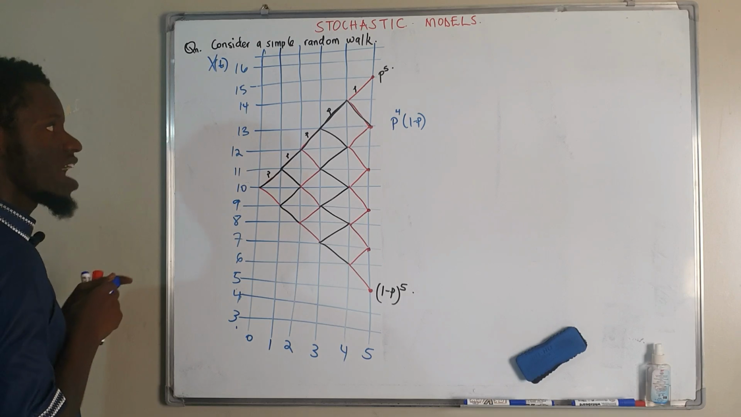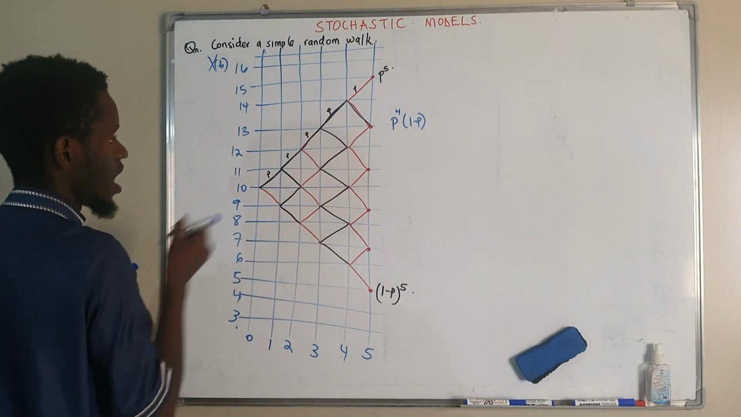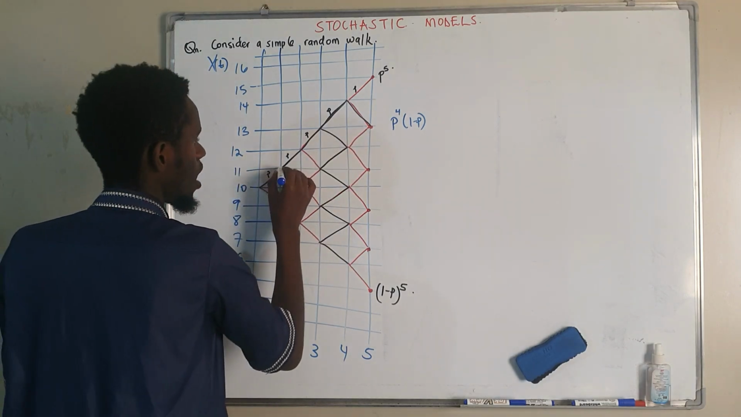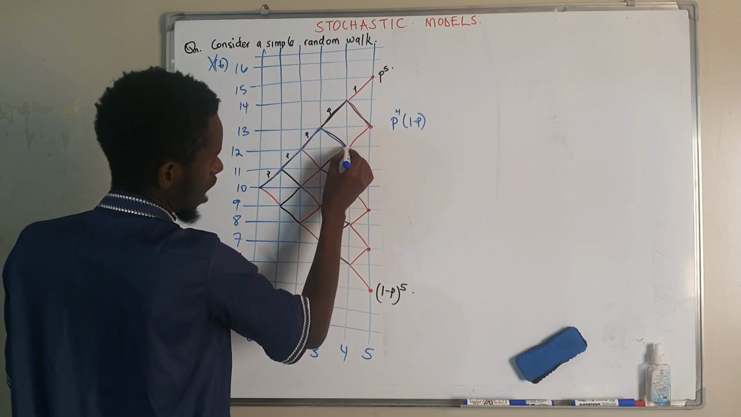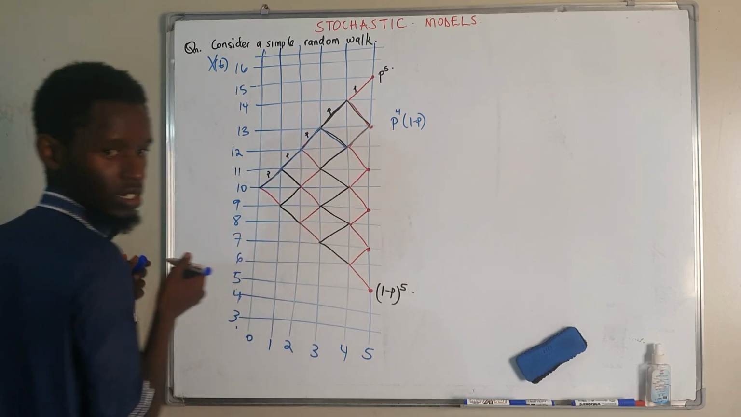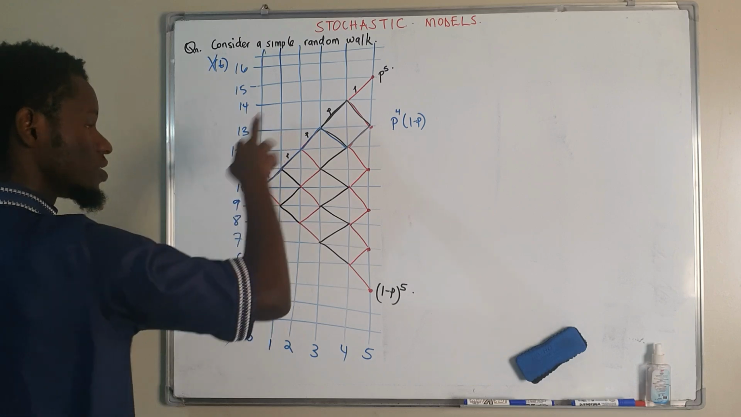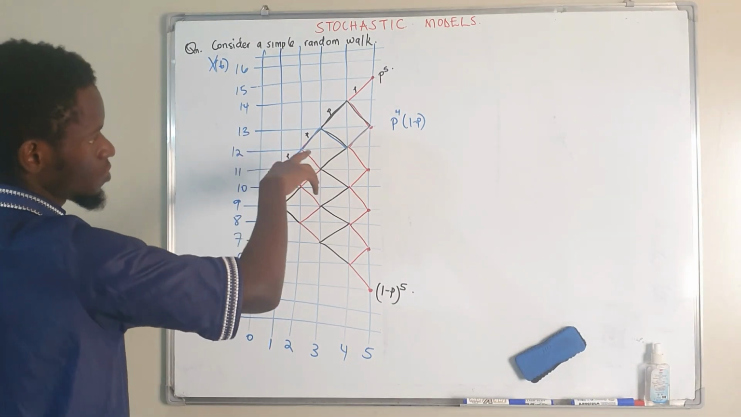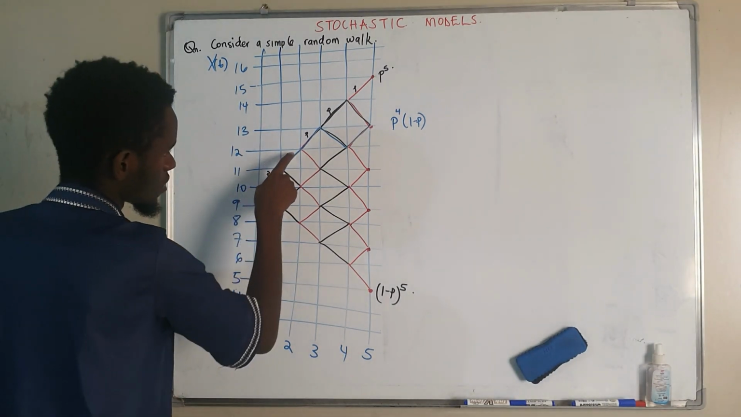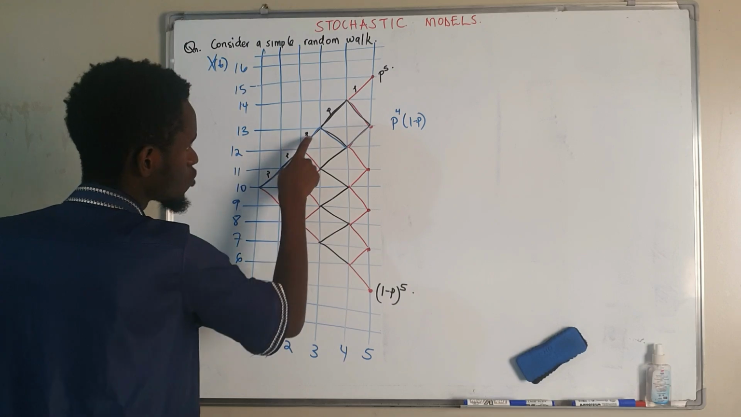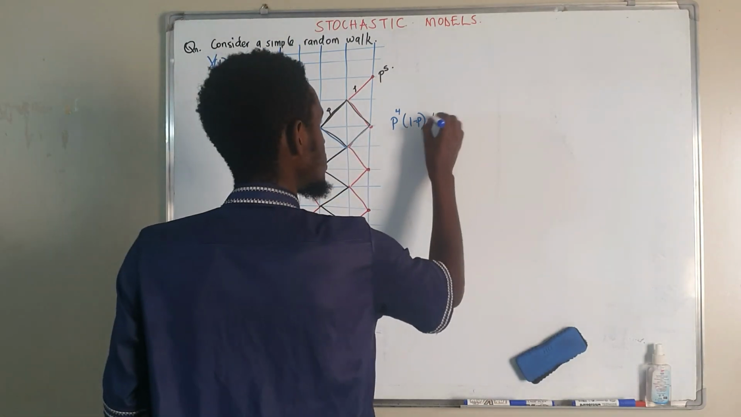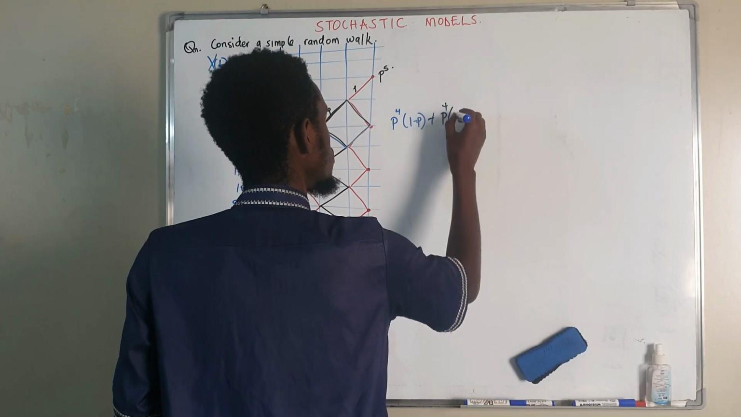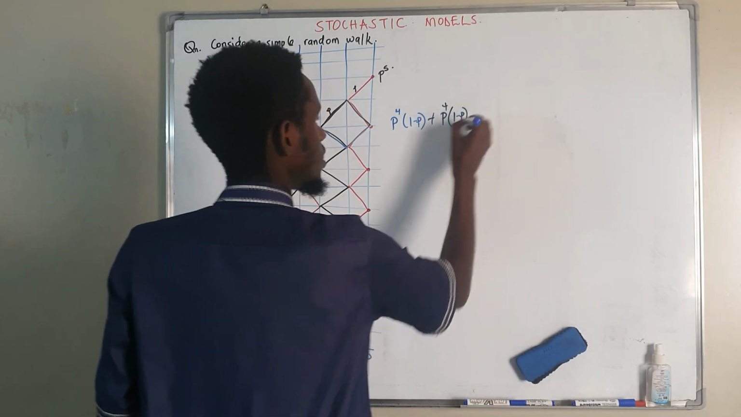Now, my other attempt to reach here: I can move up, up, up. At this point, I come down, then I move up again. Whenever I move up, it is p. Whenever I move down, it is 1 minus p. Therefore, I have this one plus this one: p times p times p times 1 minus p times p, which is the same as plus p power 4 into 1 minus p.